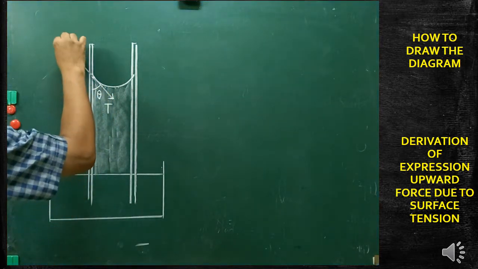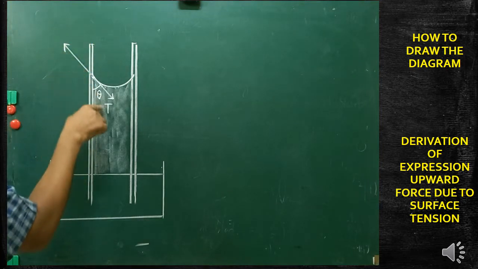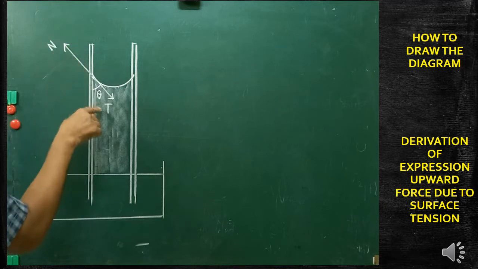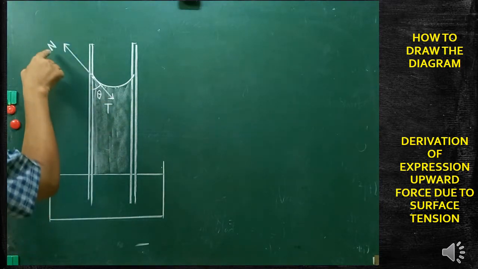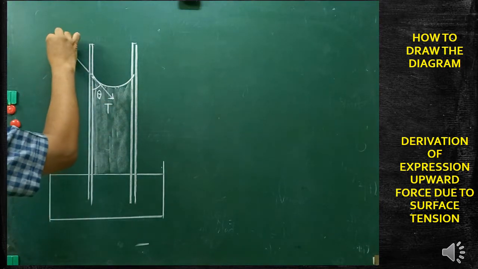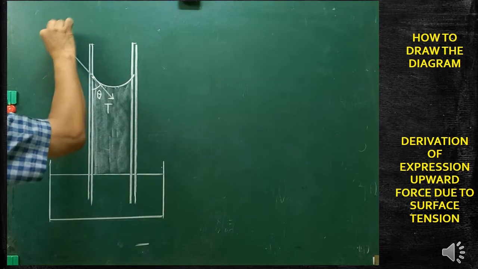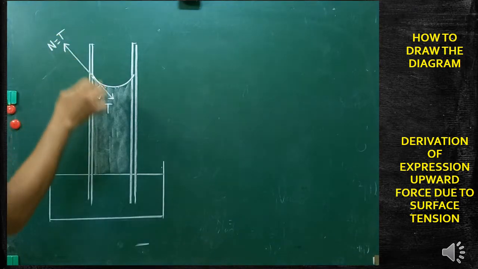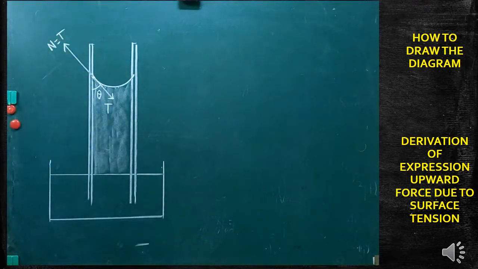The normal reactional force will be acting. If this one is taken as action, this one should be taken as reaction. So that N will be equal to T. N means normal reactional force, that is equal and opposite to the force due to surface tension.